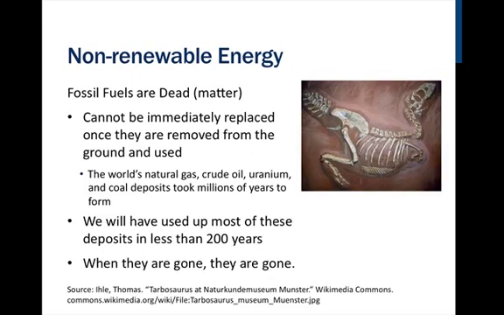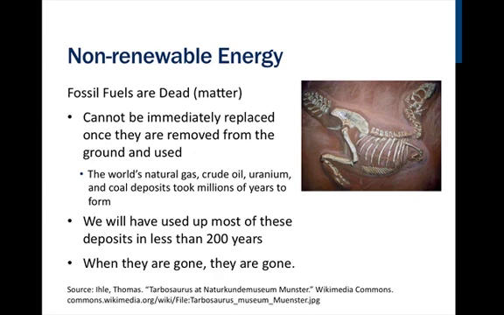But what is non-renewable energy? Non-renewable sources are fossil fuels, or dead matter. They cannot be immediately replaced once they are removed from the ground and used. They can't even be replaced within human timescales. The world's natural gas, crude oil, uranium, and coal deposits took millions of years to form, and we will have used up most of these deposits in less than 200 years.